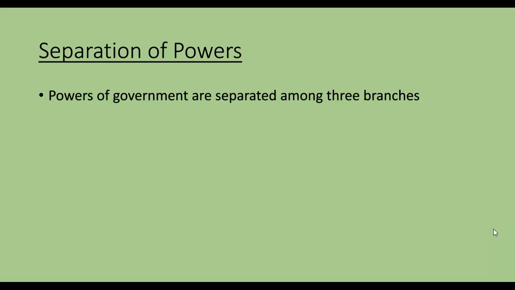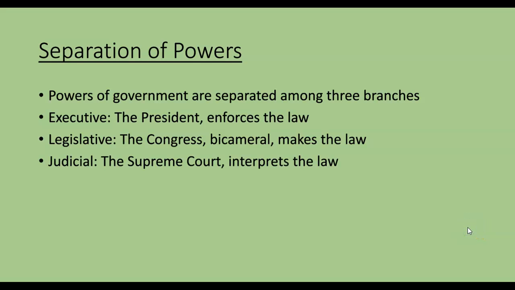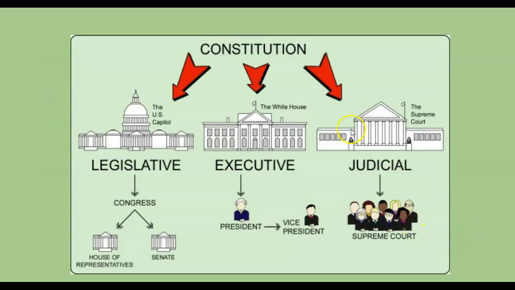The powers of government are separated among three branches. The executive, represented by the president, the job of the executive branch is to enforce the law. The legislative, the Congress, right, bicameral, two houses, and they make the law. And then finally, the judicial branch, the Supreme Court, which interprets the law. So the powers of government were divided under federalism and then separated through the three branches. We looked at this chart before. So the Constitution: the legislative branch, the House of Representatives and the Senate. The executive branch is the president and the vice president, and the judicial branch, the Supreme Court. So the powers of government were separated into three branches.